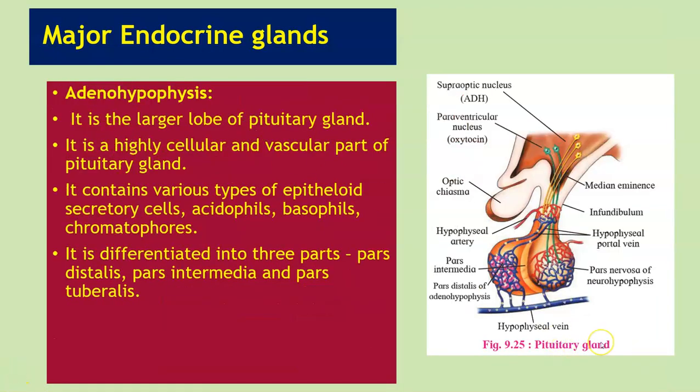Students, the pituitary gland is also called the hypophysis gland, and we have the adenohypophysis. It is the larger lobe of your pituitary gland. It is a highly cellular and vascular part of your pituitary gland. It contains various types of epithelial secretory cells: acidophils, basophils, chromophobes. It is differentiated into three parts: pars distalis, pars intermedia, and pars tuberalis. Here you can see in this diagram these parts are highlighted.